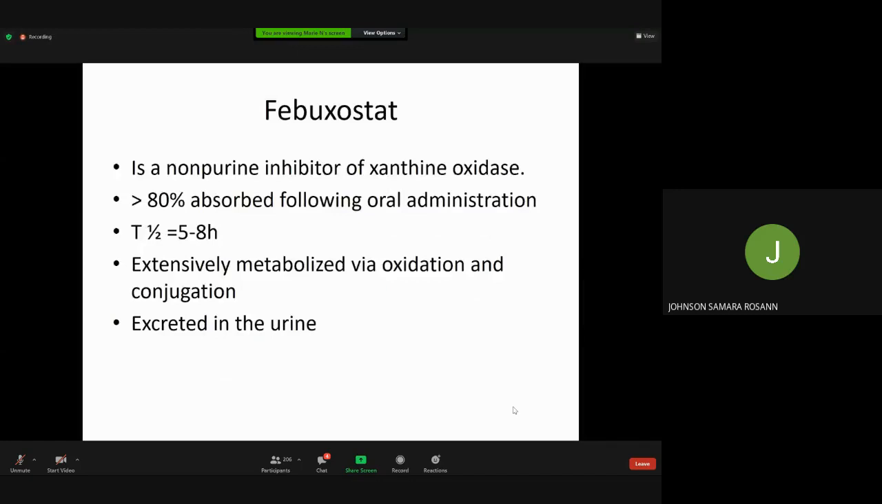It's also given orally. More than 80% will be absorbed following oral administration. Half-life is about 5 to 8 hours. Metabolism is via both oxidation and then subsequent conjugation with final excretion in the urine.